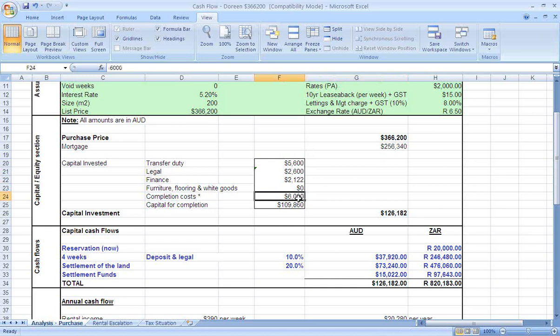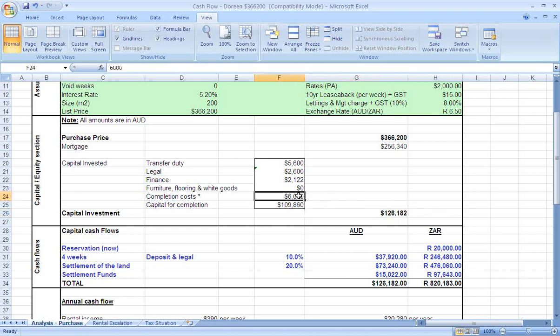On a house and land, the land will transfer into your name, and then the house will be built, and there will be stage payments and interest payments. I don't like any surprises, so that $6,000 will actually include those interest payments until you get the keys and you can physically put a tenant in that property. So the total capital outlay to buy this property is $126,000.